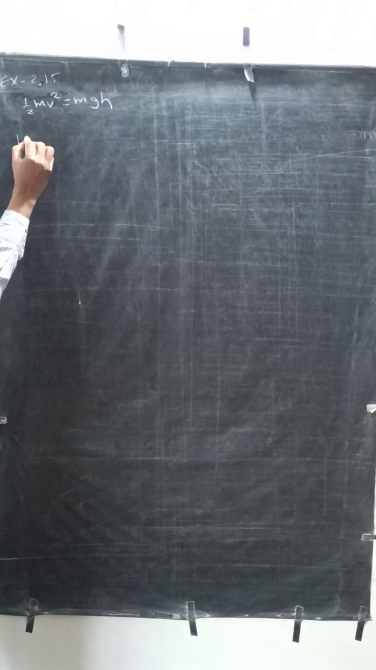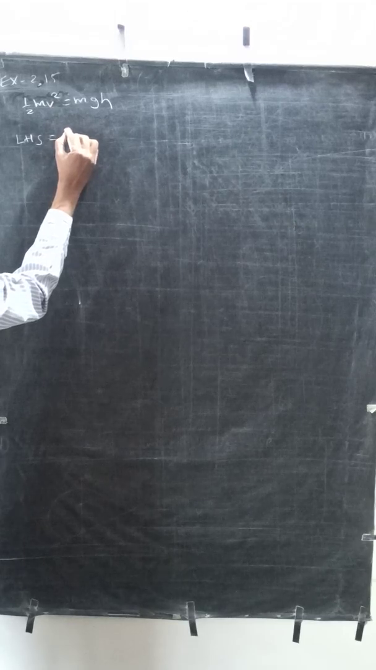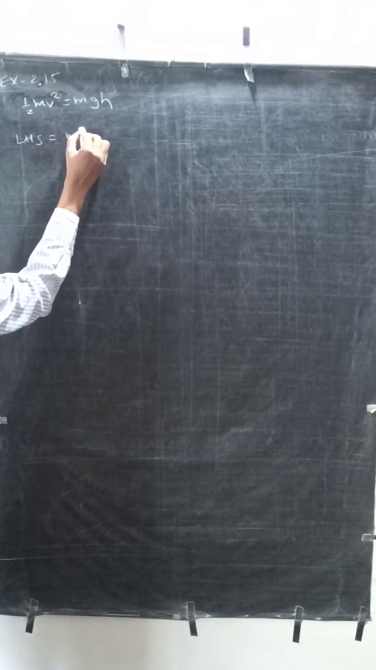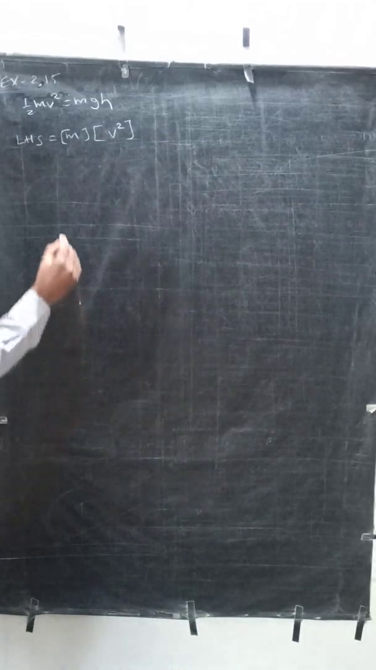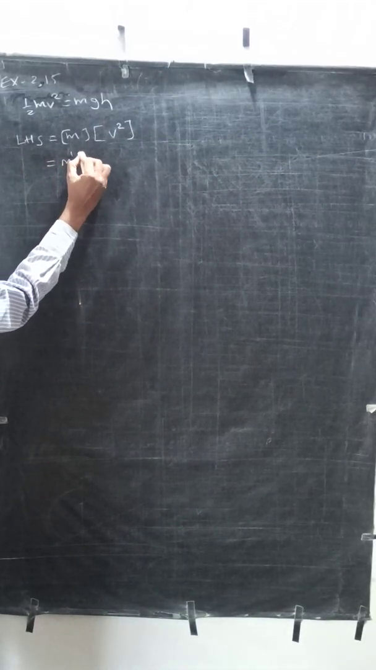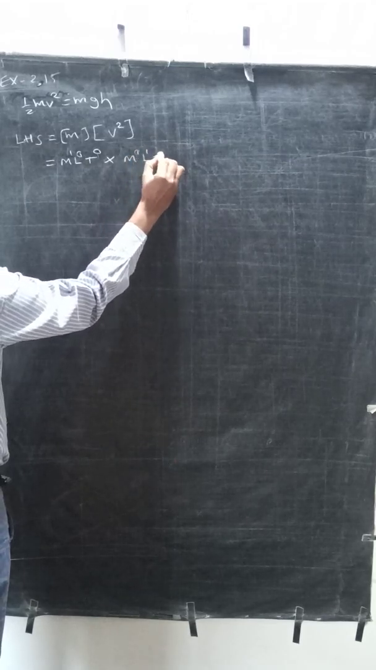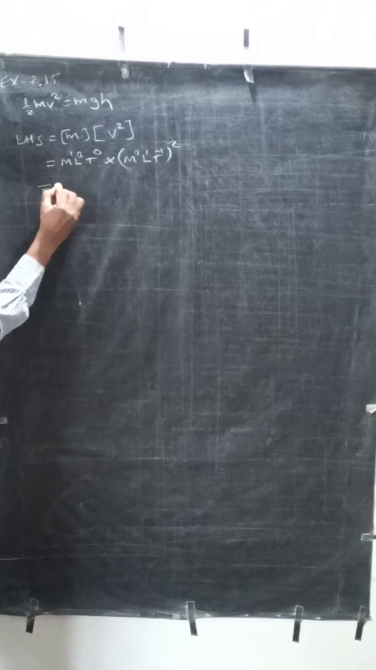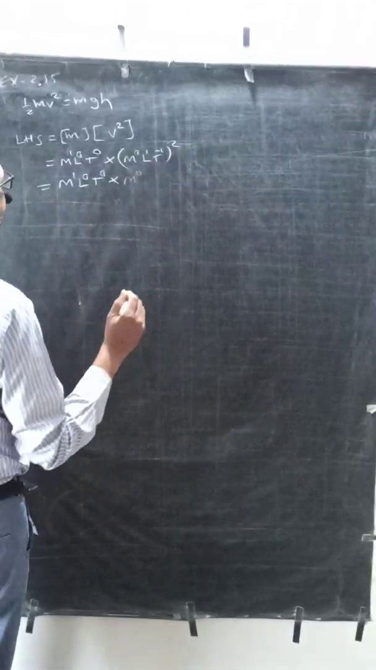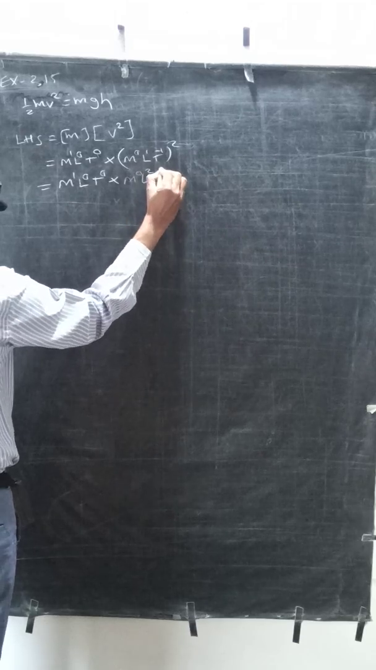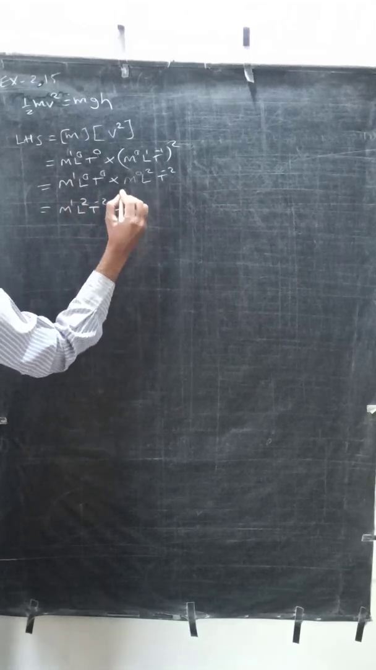First, the dimension of the left hand side, 1/2. 1/2 has no dimension, so only consider mv². First, the dimension of mass into dimension of velocity squared. Dimension of mass is what? M¹ L⁰ T⁰. Now the dimension of velocity is M⁰ L¹ T⁻¹, squared. So M¹ L⁰ T⁰ times M⁰ L² T⁻². Now simplifying, M¹ L² T⁻², equation number 1.